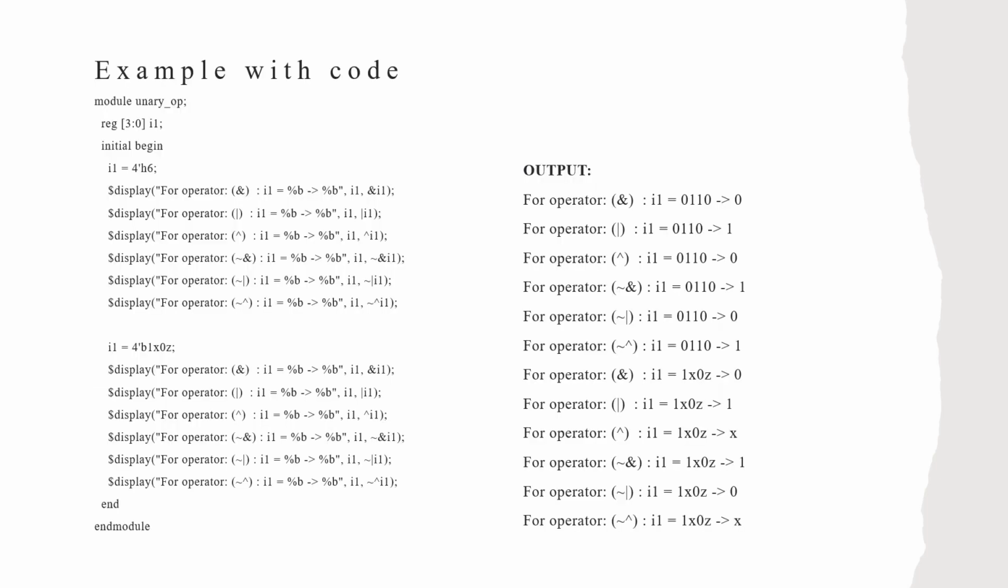So these are my codes and these are the outputs. Here I take the reduction AND operator, and this is the output, like all the bits are reduced: 0 AND 1 AND 1 AND 0. This gives a 0 value.